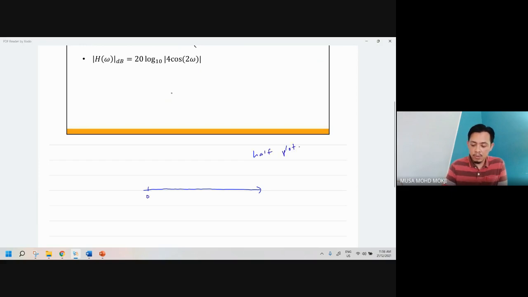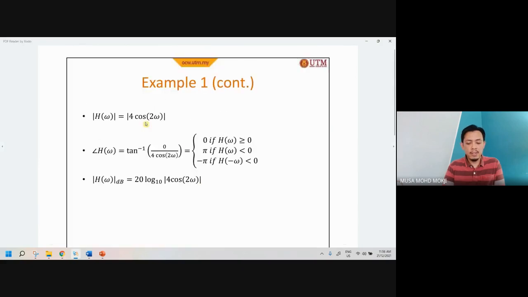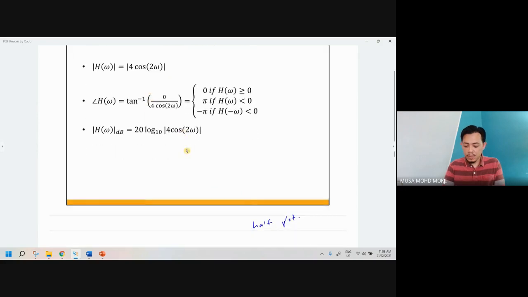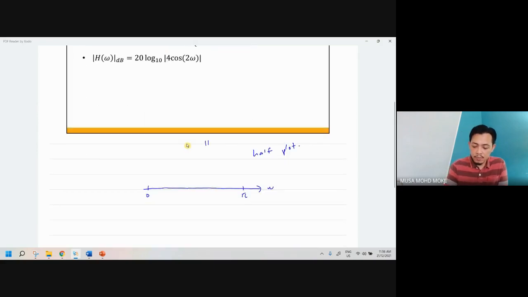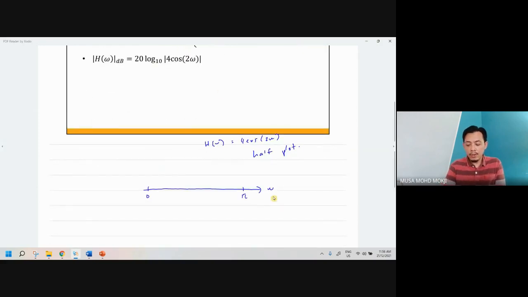So what is a half plot? You should have omega from 0 up to pi. This is actually quite easy to plot, because this is just a cos signal, cos 2 omega. Let's do H(omega) first without the magnitude. H(omega) is 4 cos 2 omega. When omega is 0, this is 4 cos 0, which equals 4.